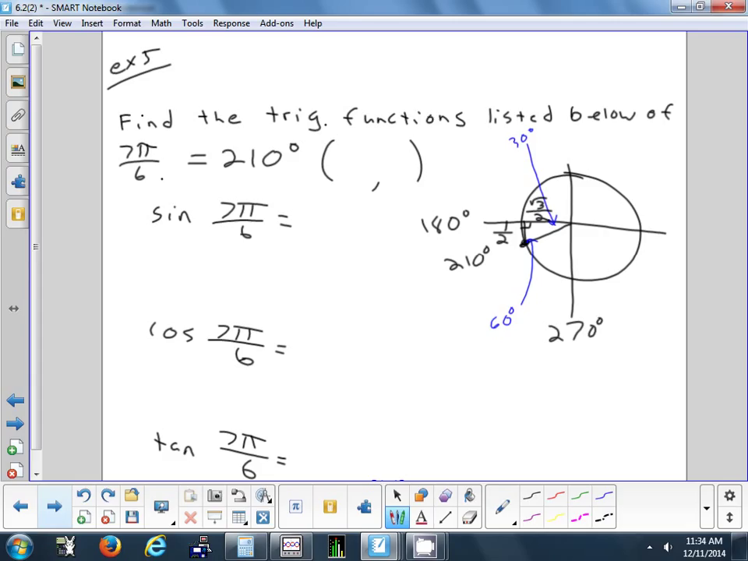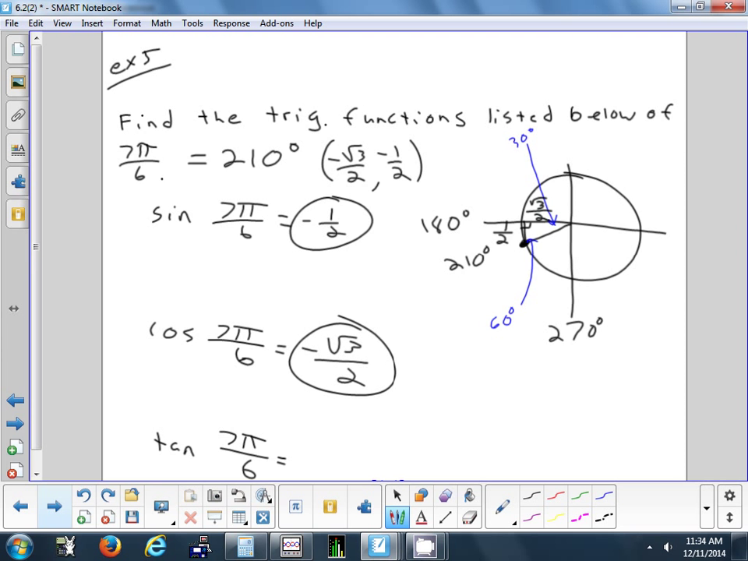And lastly, I need my coordinate. Okay, Colby, what would my coordinate be for 210? Negative square root of 3 over 2. Yep. And negative a half. Yep, negative, negative. Perfect. Okay, so my sine, negative a half. My cosine is the x value, negative root 3 over 2.